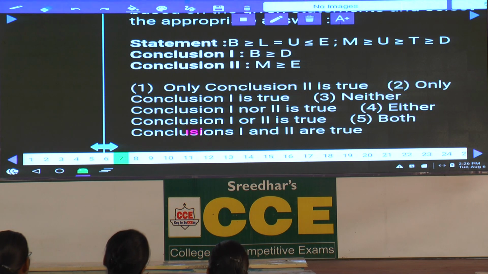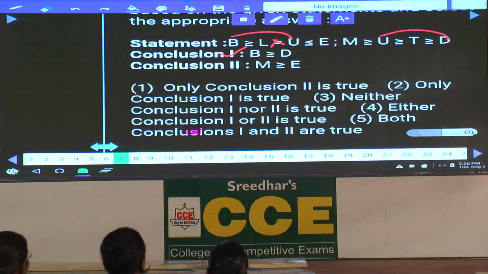Then question number seven, the relation between B and D. Now B and D, tell me which element is common here. U is common. B greater than or equals to U. U greater than or equals to D. That is B greater than or equals to D is definitely true.